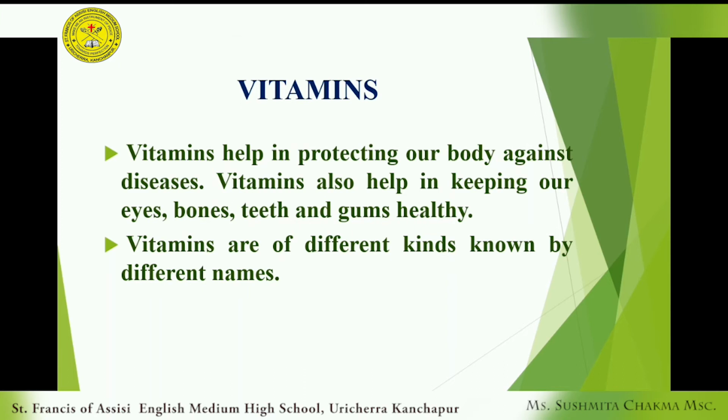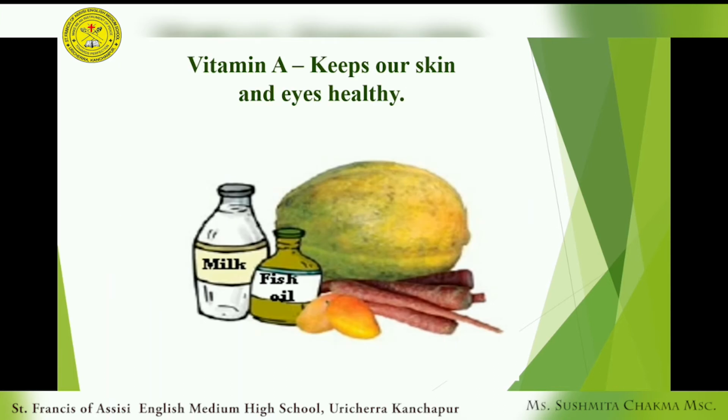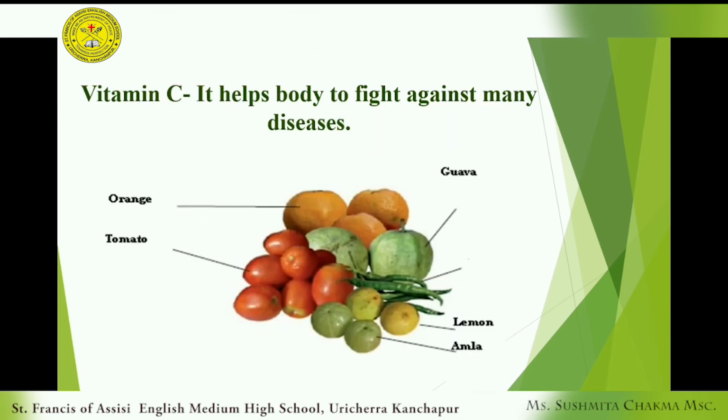Such as vitamin A keeps our skin and eyes healthy. These are some examples in the picture. Now vitamin C. Vitamin C helps the body to fight against many diseases. These are some examples: orange, guava, tomato, lemon, amla. So these are all sources of vitamin C.